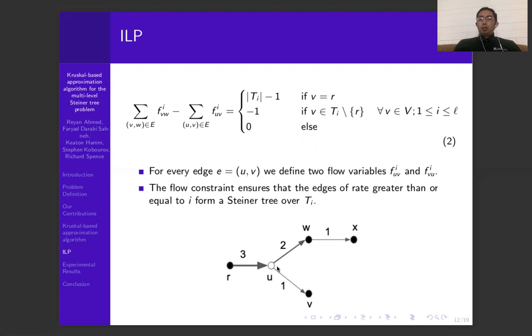Now, if a vertex is a non-terminal, then the total amount of outgoing flow minus the total amount of incoming flow is equal to 0. For example, the vertex U has outgoing flow equal to 3 and incoming flow is also 3. Now, if a vertex is a terminal but not root, then the total amount of outgoing flow minus the total amount of incoming flow is equal to minus 1. For example, consider the vertex W. The total outgoing flow is 1 and incoming flow is 2 and the difference is minus 1.